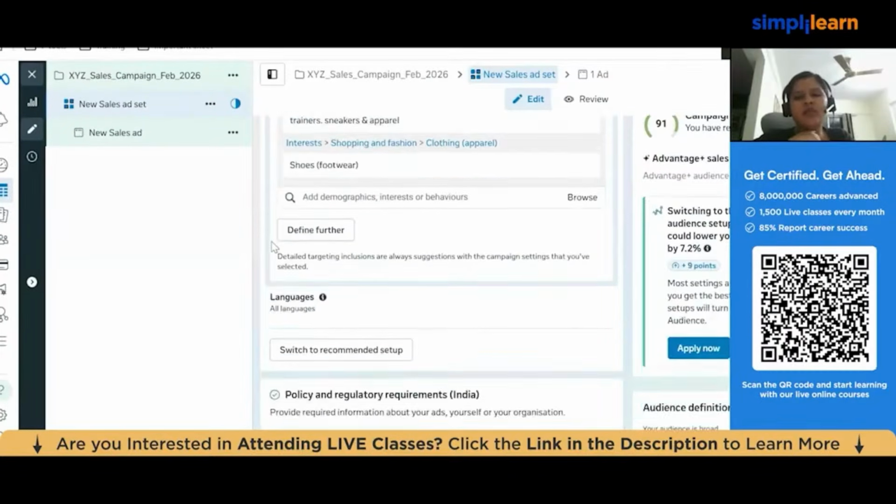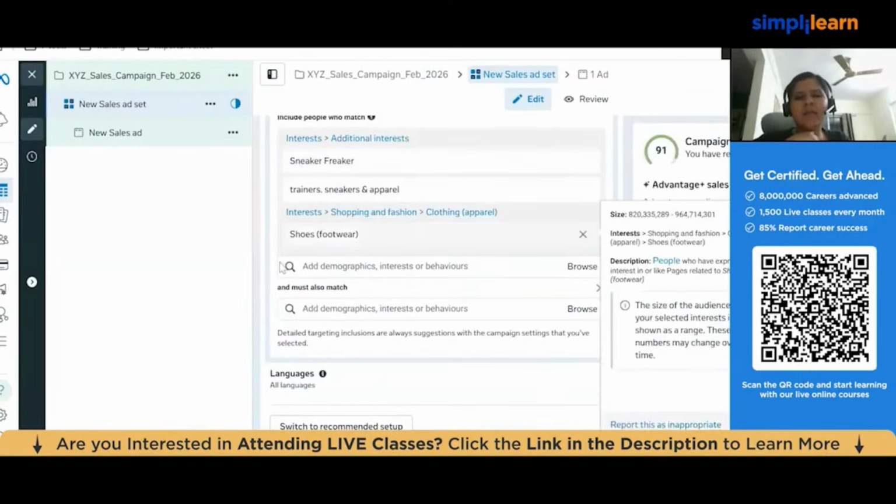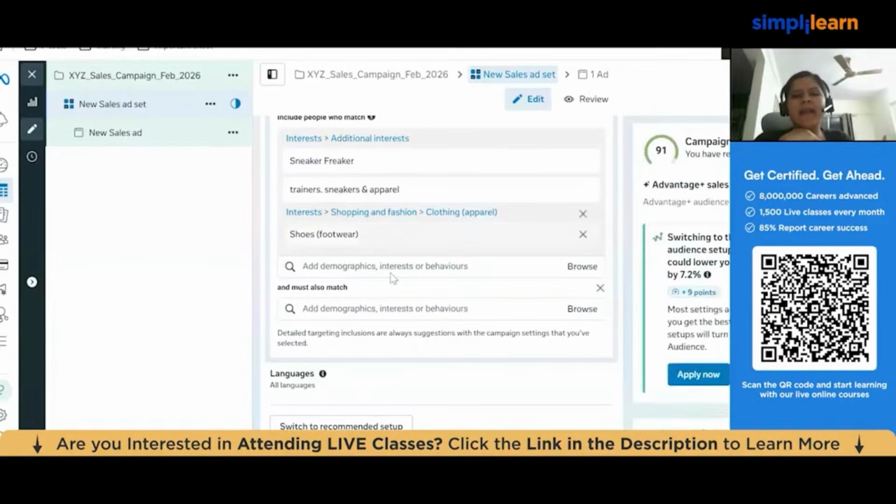So what Jessica can do is use this option of define further. Basically, what she's saying is that yes, people should have interest, but now I'll add more characteristics that should also match. So when both characteristics match, only then the user should see my ad. If you could see, it says 'and must also match'. This characteristic should match and I'll add more characteristics that should also match. So you are creating a combination, you are creating some AND filters.